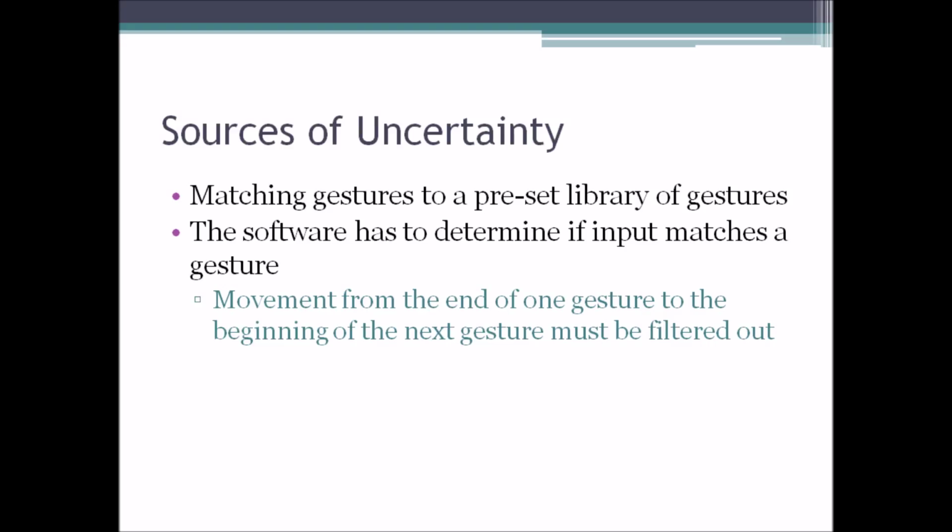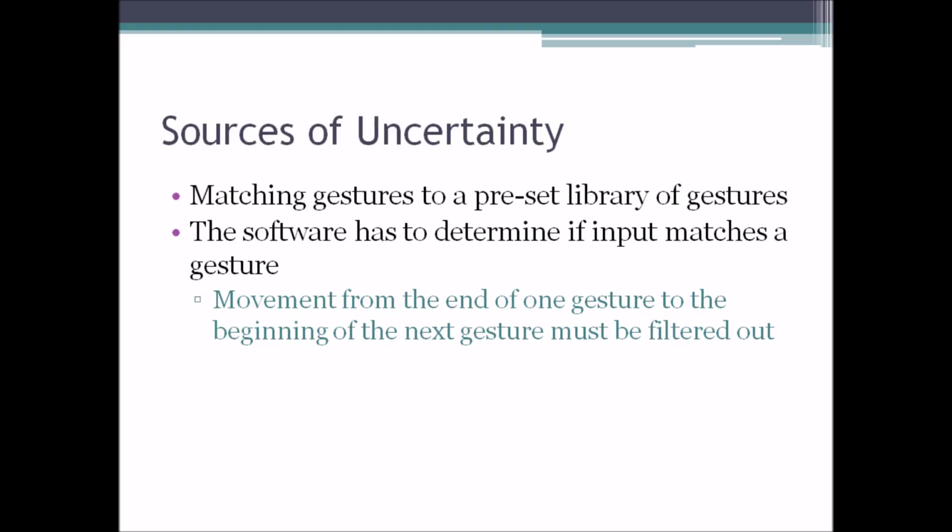Sources of uncertainty. One of the sources of uncertainty in this application is the categorization of new input. New input coming from the hardware matches to existing gestures in its gesture library. Since most users cannot replicate a certain gesture exactly the same every single time, the software must be able to correctly identify new input that matches an existing library of gestures.